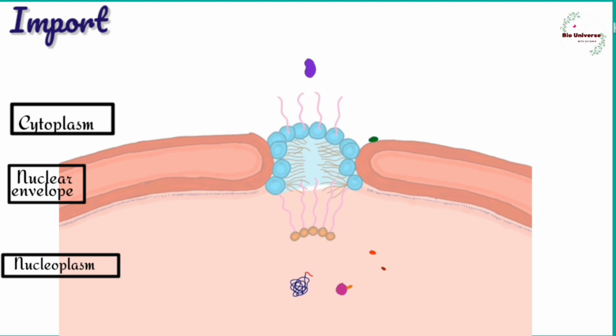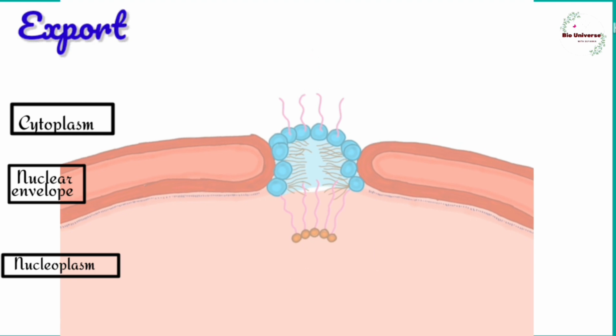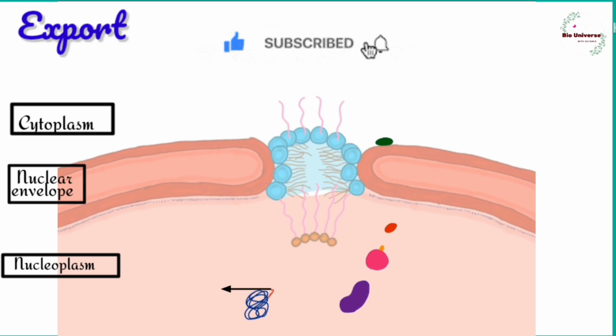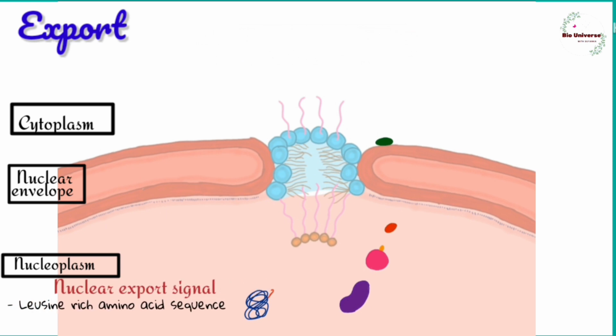Now let us see how export of nuclear protein occurs. Some of the proteins synthesized in the nucleus have to exit from the nucleus to the cytoplasm for their specific function. These nuclear proteins have a leucine-rich amino acid sequence known as the nuclear export signal.